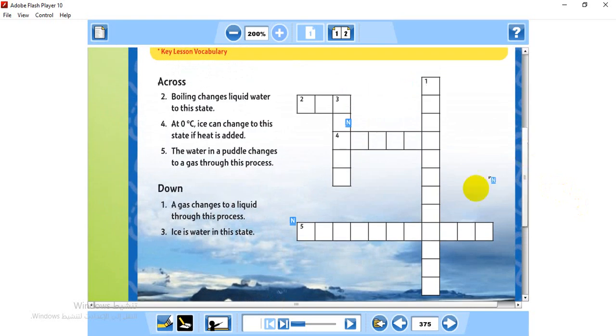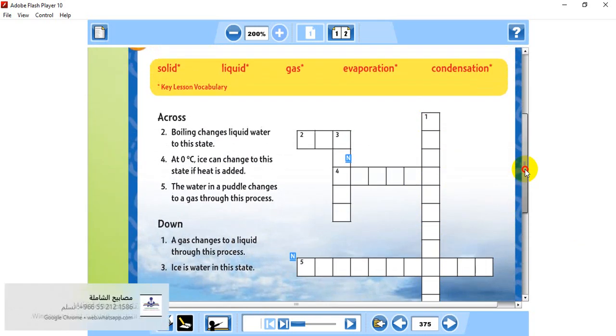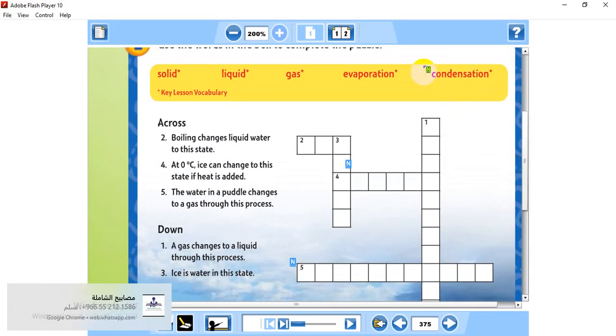Let's see number one, yes, this one. You have to write here condensation, in this column. If you want to know what condensation means, or what the spelling of condensation is, you have to write it here. The condensation in number one as a column here. So you have to write this word in this column.